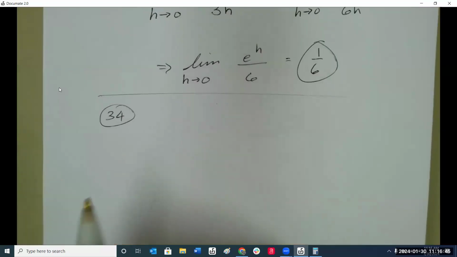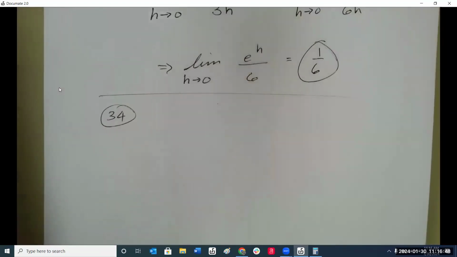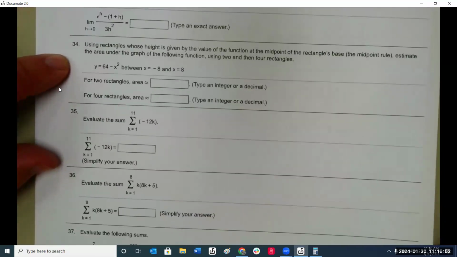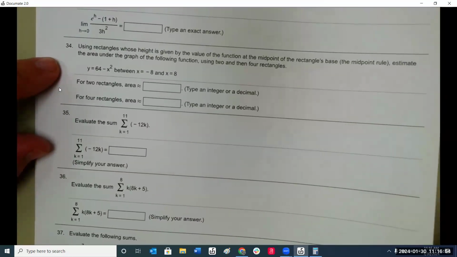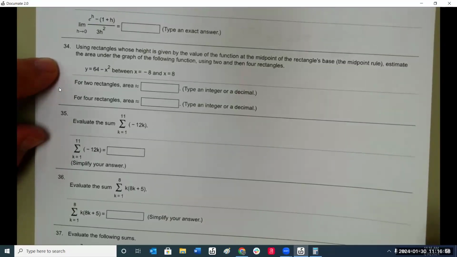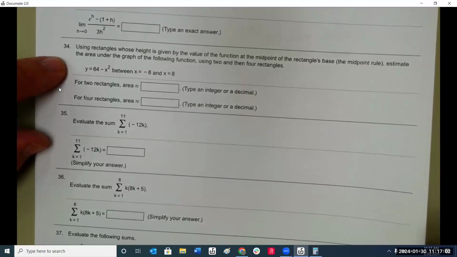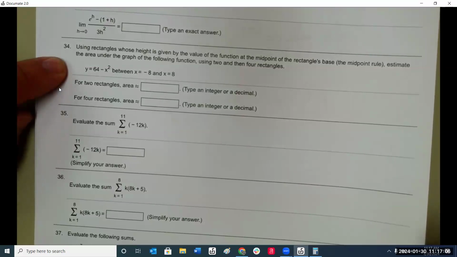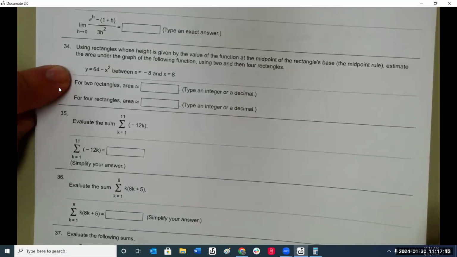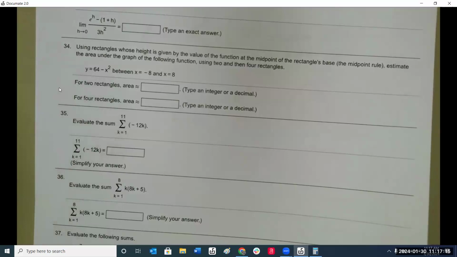34. Using rectangles whose height is given by the value of the function at the midpoint of the rectangle's base, the midpoint rule, estimate the area under the graph of the following function using 2 and then 4 rectangles. Holy smokes. Using rectangles, okay.